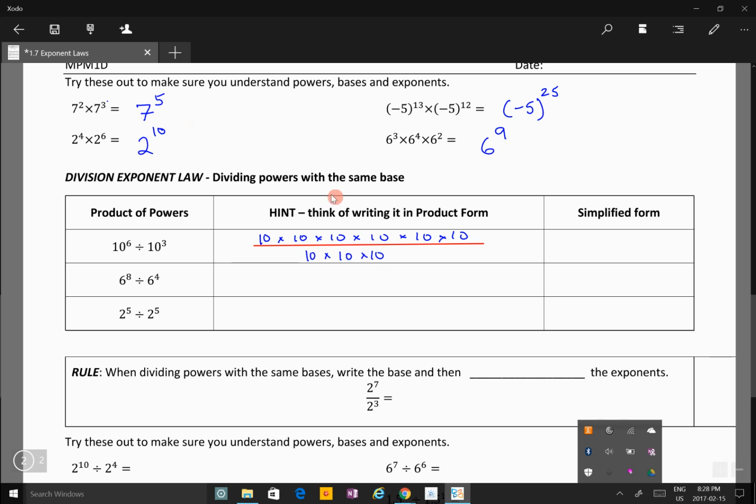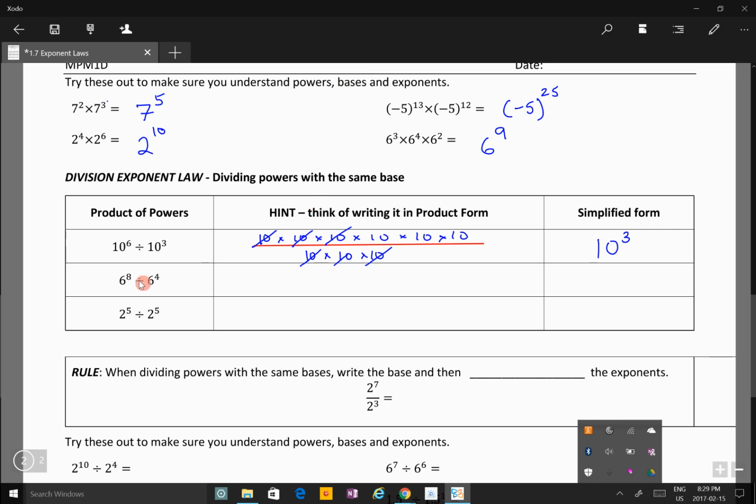Now, because they're all being multiplied, I can make some cancellations. Let's cancel one 10 from the top with one in the bottom, another 10 from the top and the bottom, and another 10 from the top and the bottom. What am I left with? I'm left with 10 times 10 times 10, so 3 of them. In simplified form, I just write the base of 10, and because I have 3 of them, my exponent will be 3.